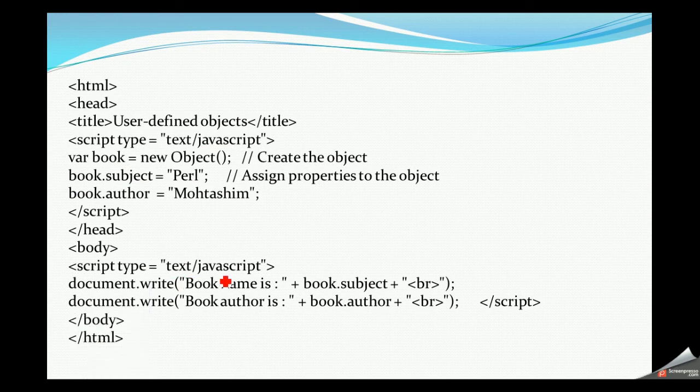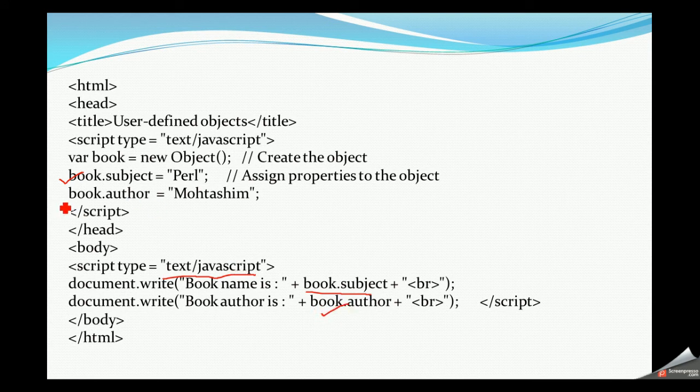Now if I want to get it on my web page when we run it, I will be writing the script tag with type is equal to text/javascript. Now see, document dot write, book name is book dot subject. That means I am accessing this object's property. Again, book name is book dot author.